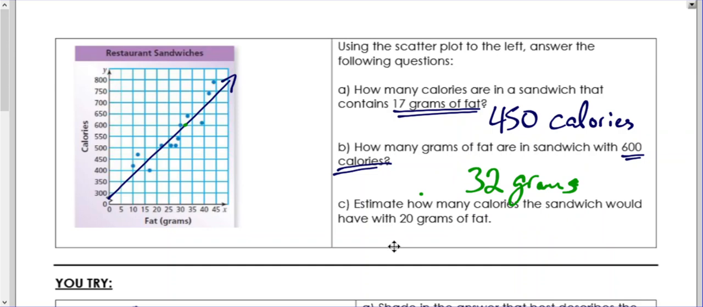And the last one, estimate how many calories the sandwich would have with 20 grams of fat. So I'm going to follow this x-axis over to 20 and then follow that up to my line of best fit. I'm going to say that's directly in between 450, maybe a little bit higher, 450 and 500. Directly in between would be 475, so I'm going to say it's a little bit higher. I'm going to call that 480.